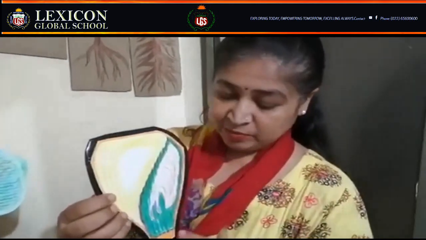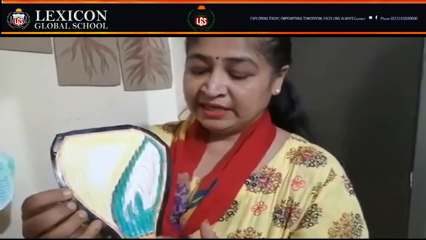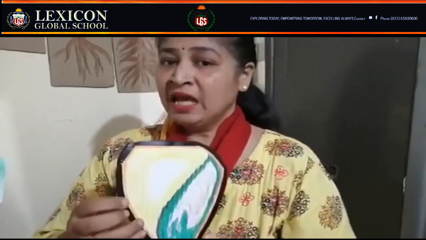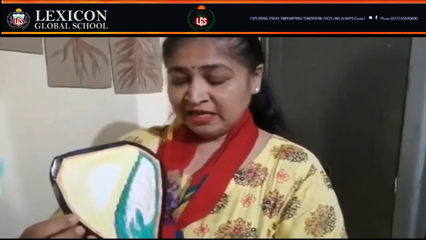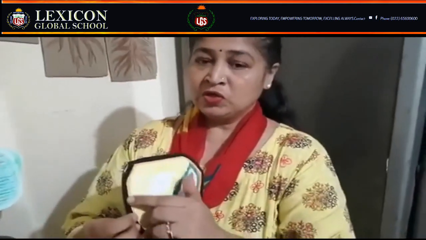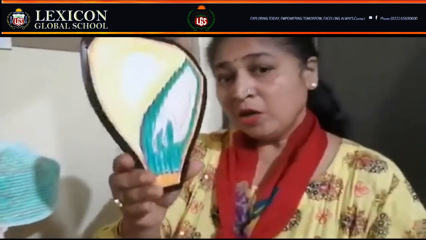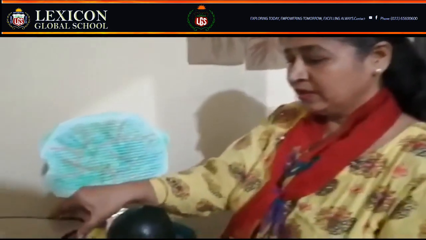Okay, and this border what you see is the seed coat. What does this seed coat do? As we wear clothes to protect our body, in the same way this seed coat also protects the seed, the inside delicate part of the seed. Okay, so this is a monocotyledon.